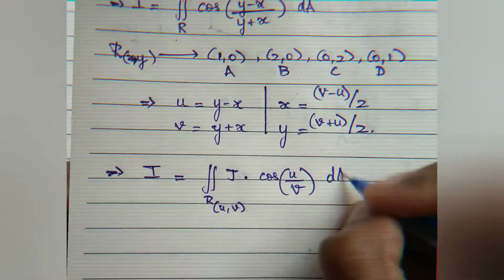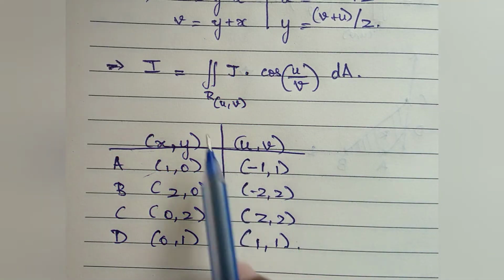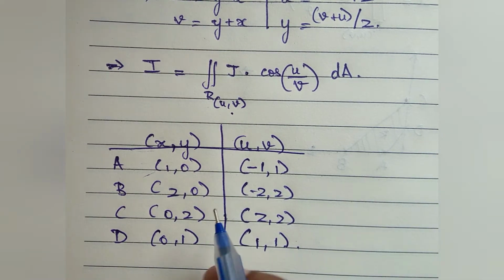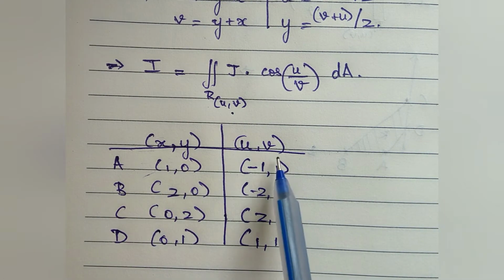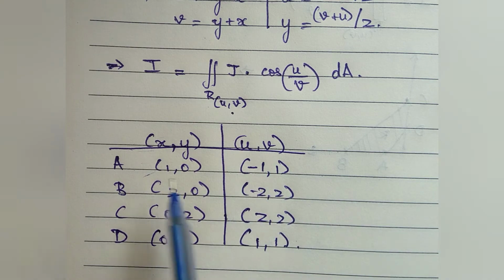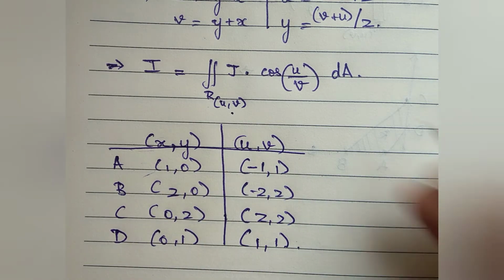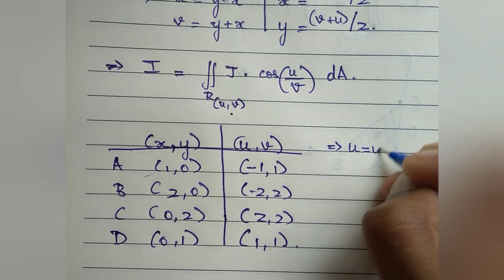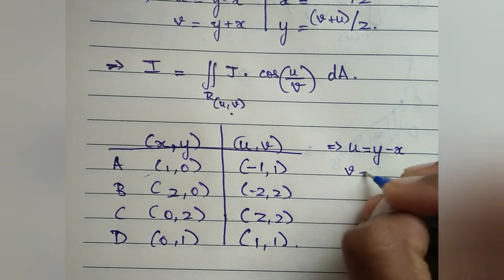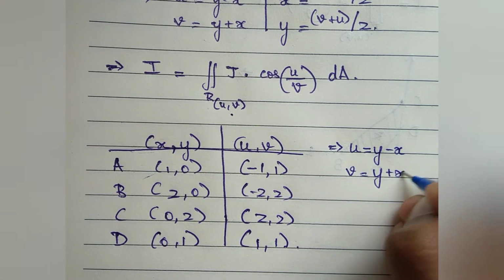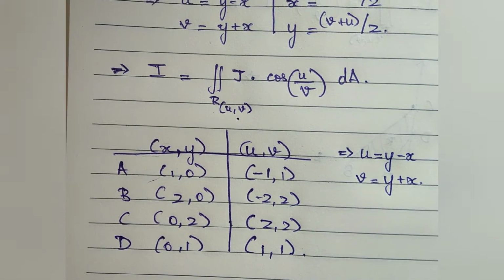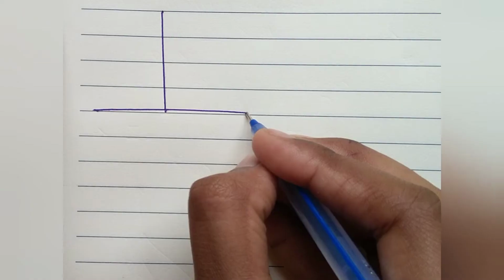and dA. For finding the image of the region R in the uv plane, we also need to find out the image of the points in the uv plane. For that, you just have to substitute into the equations that we mentioned above, which are u equal to y minus x and v equal to y plus x. So now we can easily draw the graphs in both the planes.